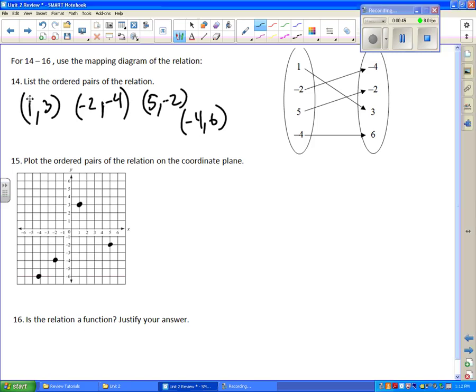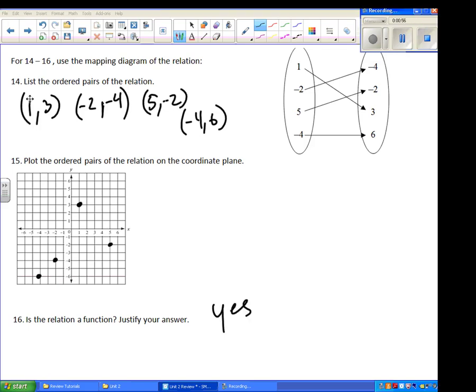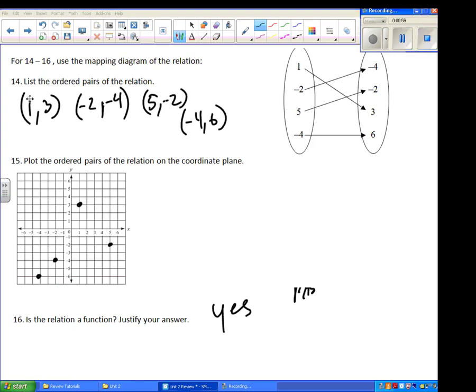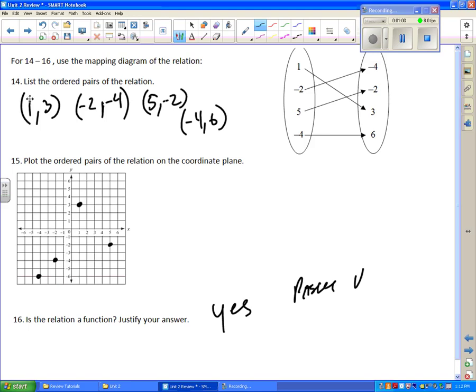And is the relationship a function? Yes. For every input, there's one output, and it passes the vertical line test. Every input has exactly one output.